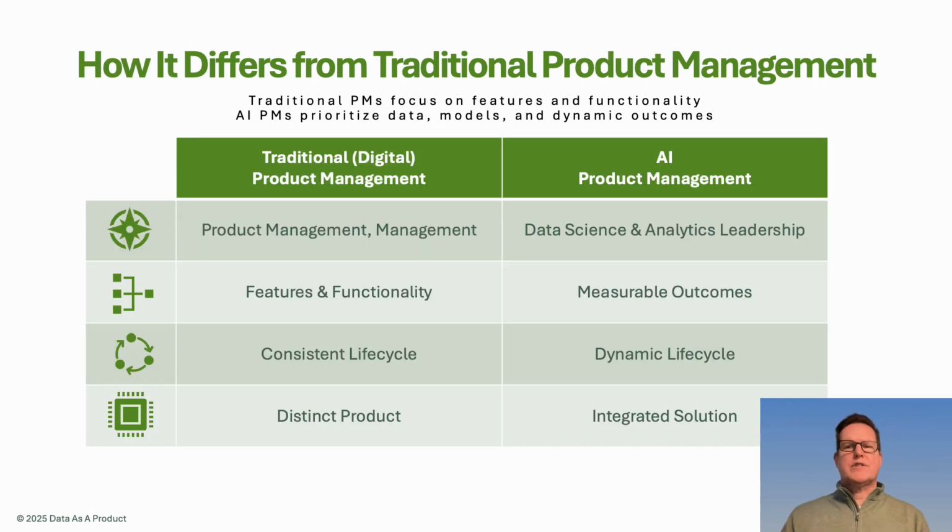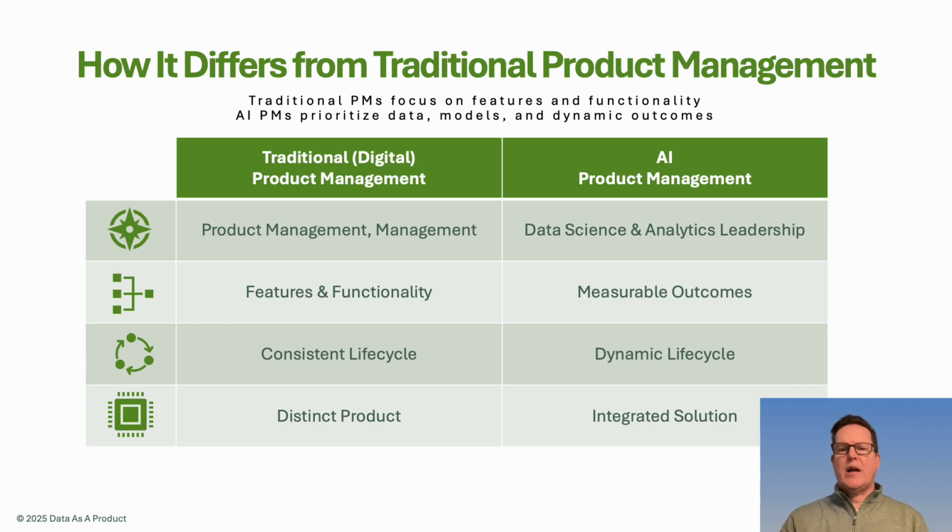AI product management is distinct from traditional product management in several key ways. Let's explore those differences. First, traditional product management typically focuses on features and functionality. Think about a search bar on a website or a user account page. These are designed to fulfill a specific user need. In contrast, AI product management focuses on outcomes powered by data and models. For example, instead of just building a search bar, an AI product manager might oversee a whole recommendation engine that dynamically adjusts based on user behavior and preferences.